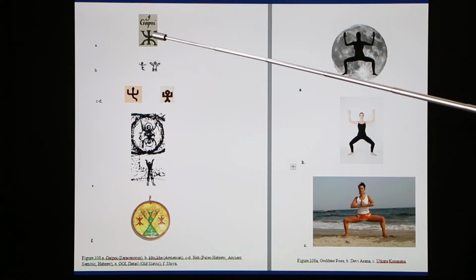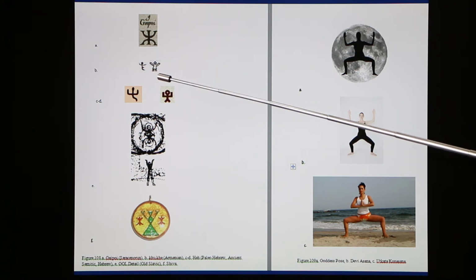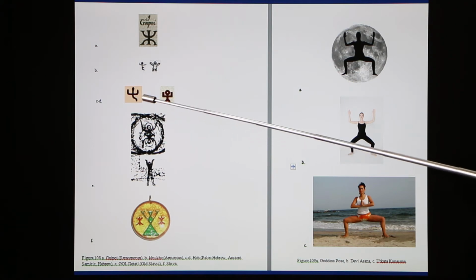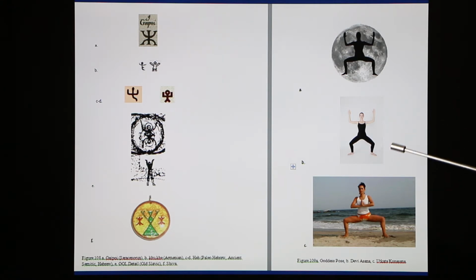Here is the letter Gaupi in Syriorum. Here we are in ancient Hebrew, and we can see that it links to these. Now we're back to the goddess pose, the Devi Asana, and the Utkata Konasana.